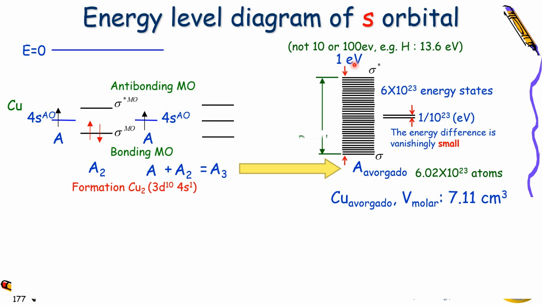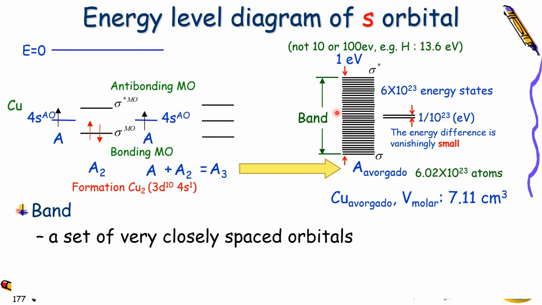And this is what we say band. This is what we call band theory. So what is a band? The definition of a band: a band is a set of very closely spaced orbitals. This is what we call a band.